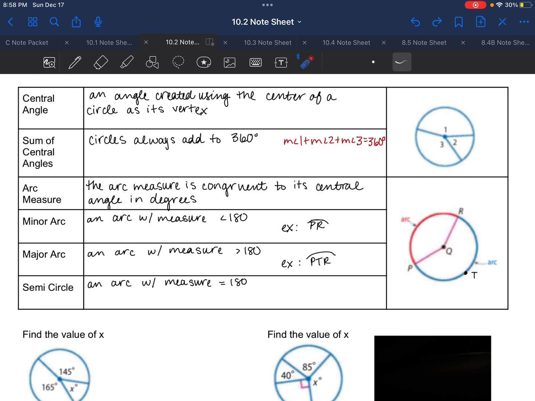Then a semicircle is an arc with a measure that's equal to 180. So the central angle is a diameter, and then a semicircle goes around.